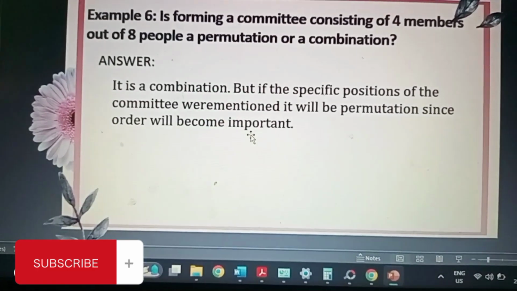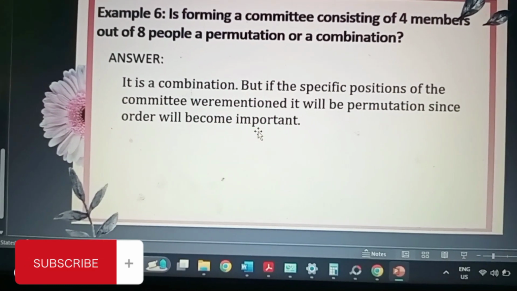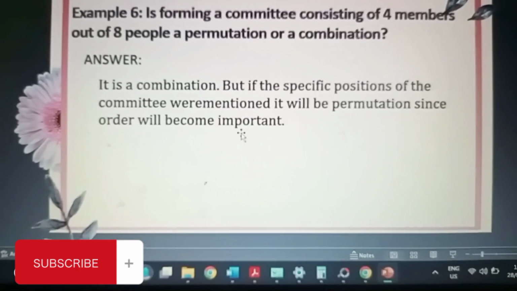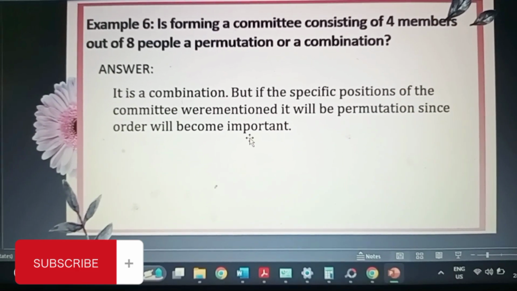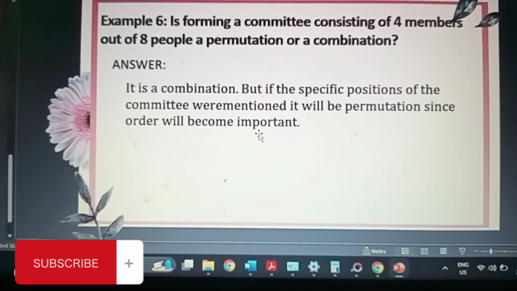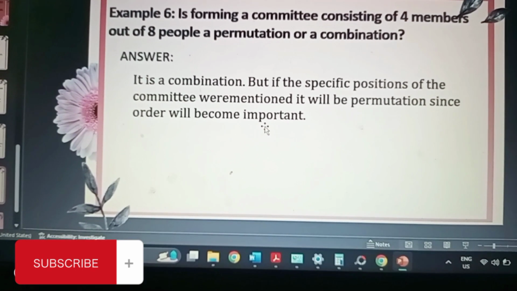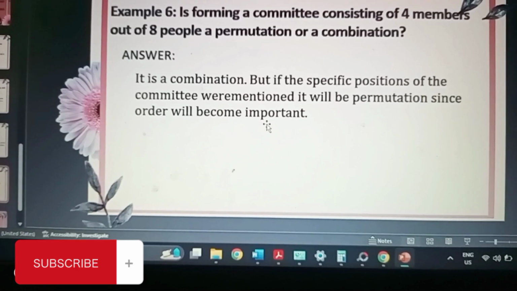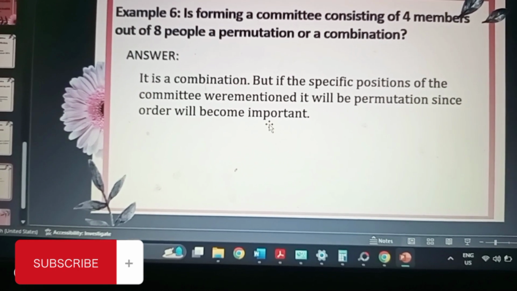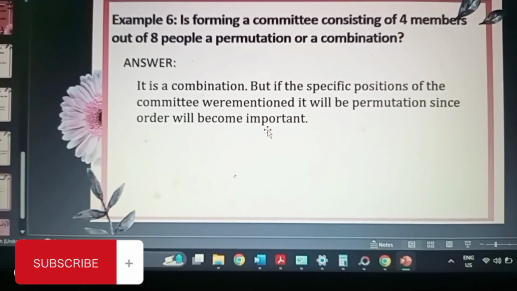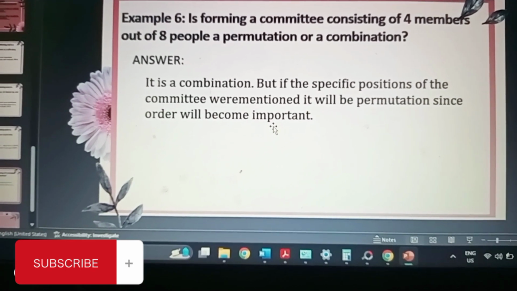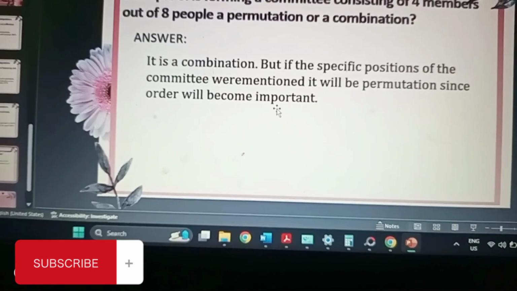Next, forming a committee consisting of 4 members out of 8 people, a permutation or combination? So forming a committee consisting of 4 members. The analysis here is, when you have a committee, it is a combination, but if the specific positions of the committee were mentioned, it will be a permutation, since order will become important. So yeah, if it's about the ranking or positioning, this is permutations.